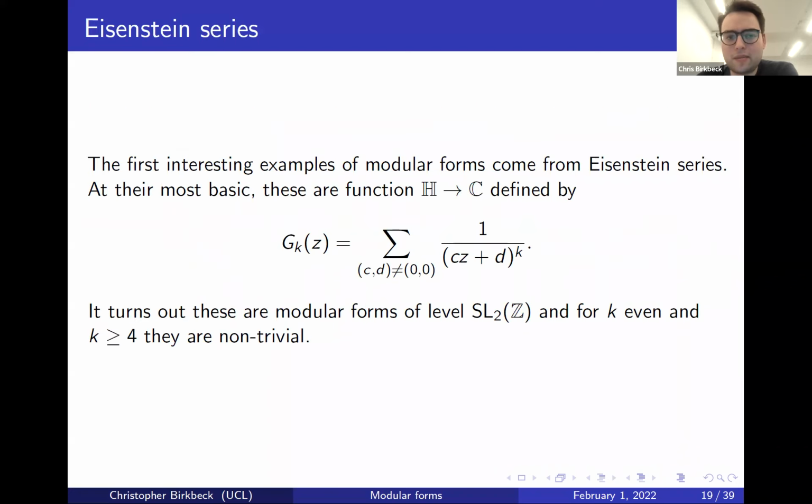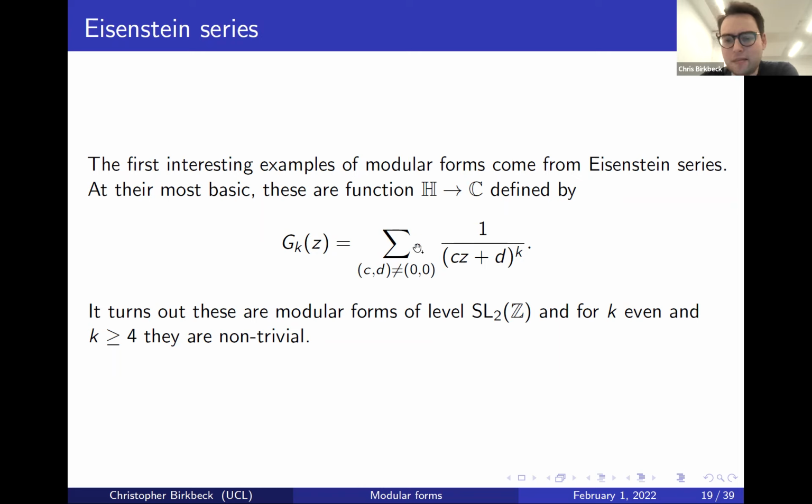So let's start looking at some basic examples of modular forms. If you pick up any book on modular forms, the first thing you'll see come up are Eisenstein series. They're defined quite simply. It's almost like some averaging process. You want to sum over all pairs of integers c and d, not both 0, and take 1 over (cz plus d) to the k.